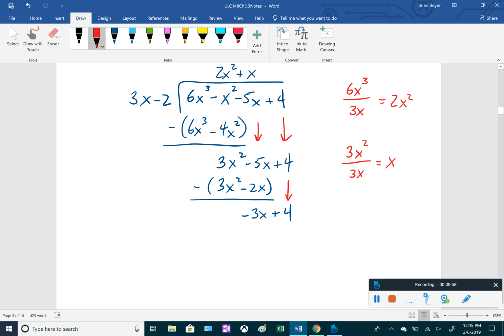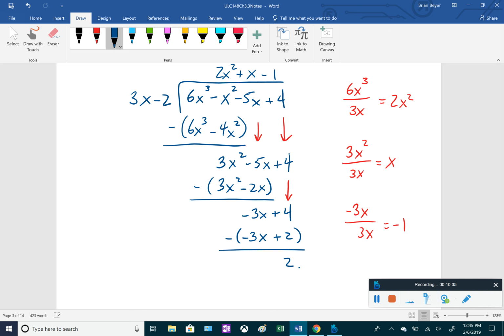So what do we have to multiply 3x by to get to negative 3x? So negative 3x over 3x is negative 1. So that's going to be minus 1. Multiply that through. Negative 1 times 3x minus 2 is negative 3x plus 2. Subtract. The x terms cancel. 4 minus 2 is 2. So the degree of 2, this remainder, is degree 0 because there's no variable there, which is less than the degree of the divisor. So we're done.